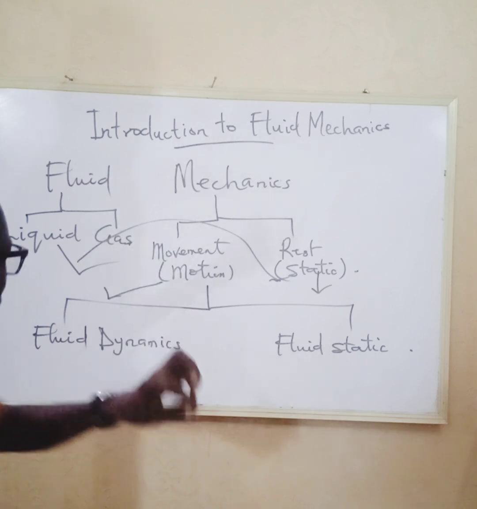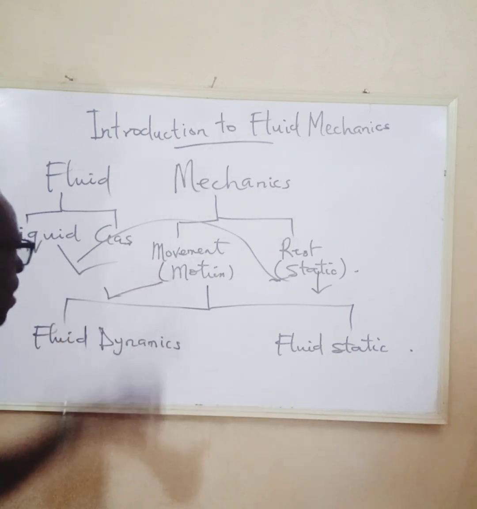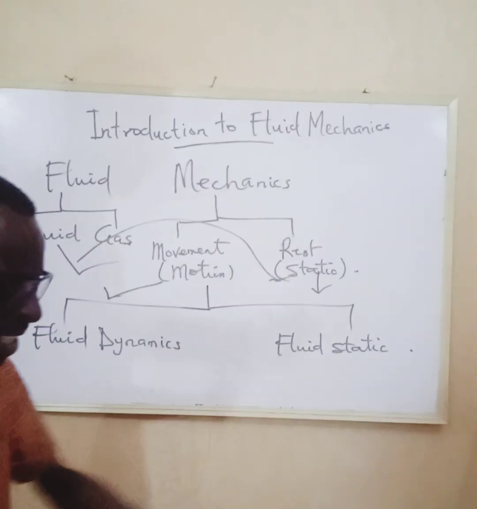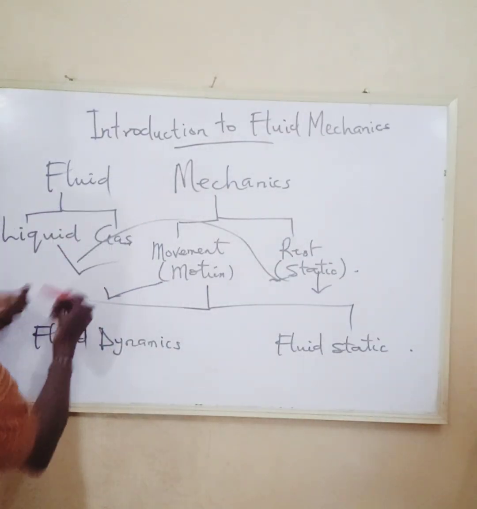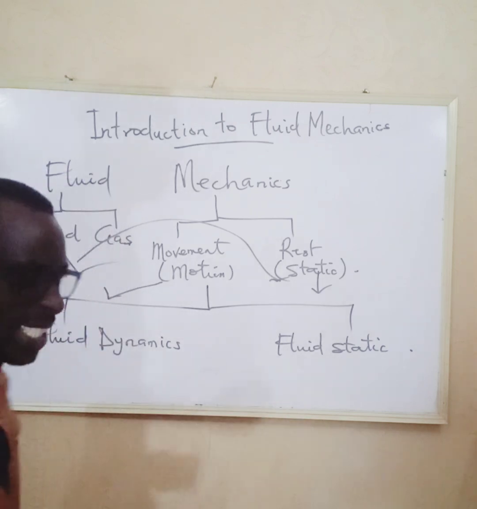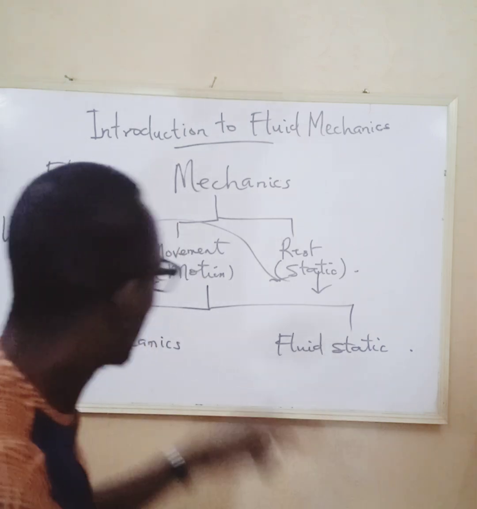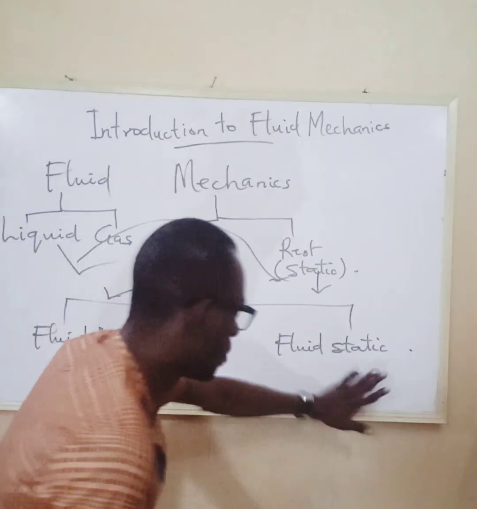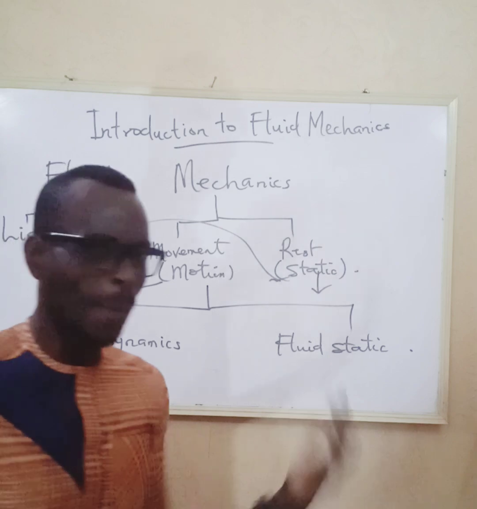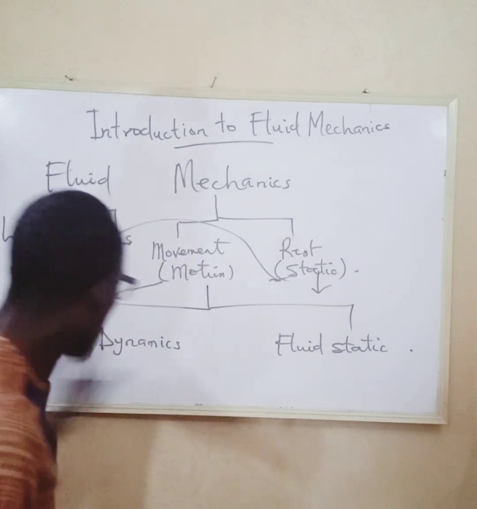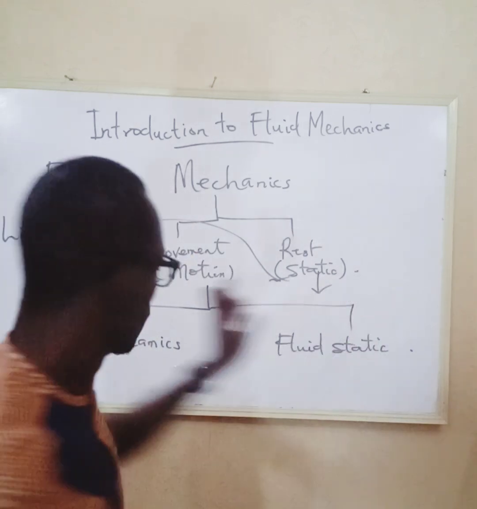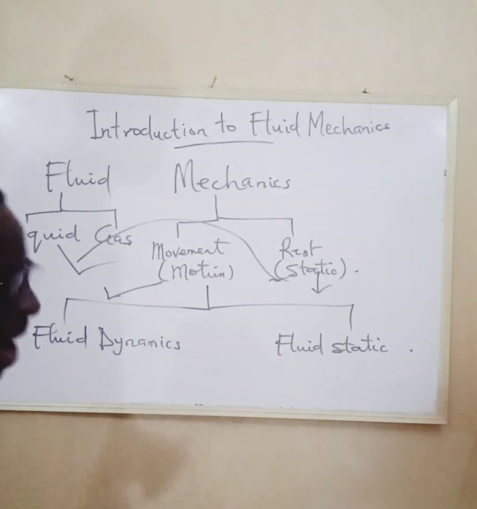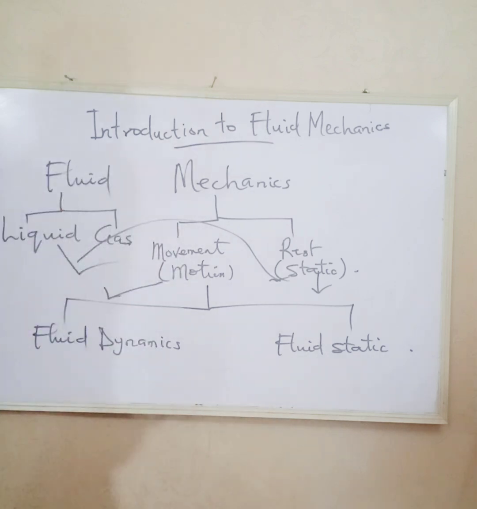We have concluded that it's either a liquid or a gas, and the motion is something that is dynamic. Dynamic simply means something that is moving. So the liquid or gas that is moving, that is in motion, that is fluid dynamics, and the liquid or gas that is at a point of rest, that is called fluid static. So everything we are doing under fluid mechanics has to do with either fluid dynamics or fluid static. And how does this relate to mathematics?